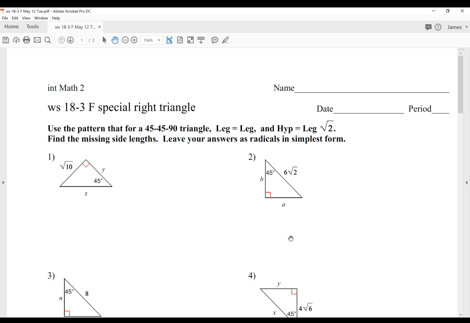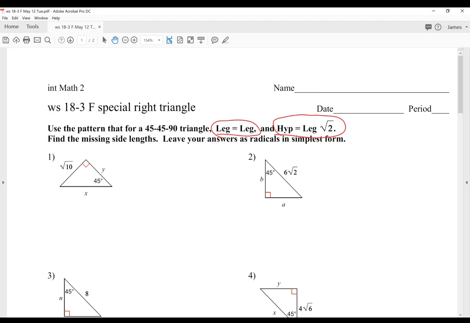Okay, so same kind of work as last week. We're solving for 45-45-90 triangles. So solve for x and y in number 1. The whole point of this is you don't want to use the Pythagorean theorem because that's the long way. You want to use a shortcut, and this is a shortcut. Leg is equal to leg, and hypotenuse is leg times square root of 2.